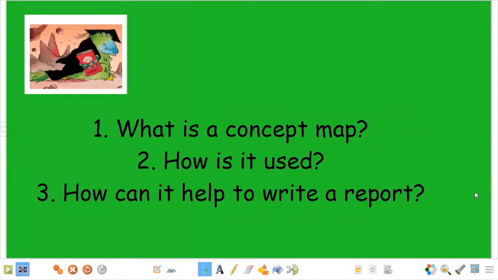Okay, so our learning. We've been learning this morning about concept maps and how they are used to create a report. So what I would like you to do, just to finish this session, is to turn to your grown-up or person at home or person next to you and see if you can give answers for each of these questions. Number one, what is a concept map? Number two, how is it used? And number three, how can it help us to write a report?